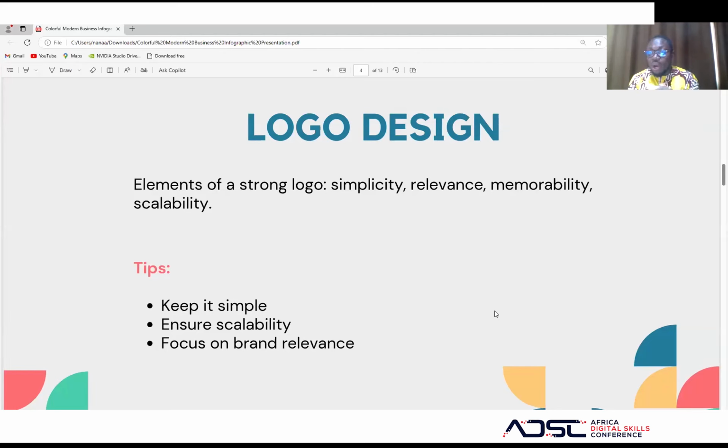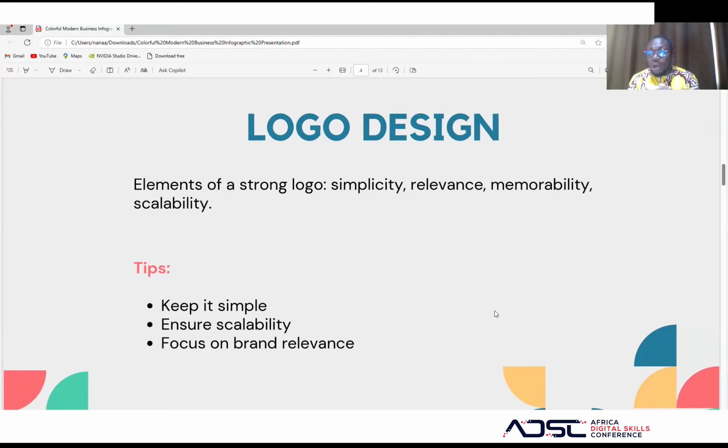But to keep your logo simple, I'm going to show you something. These are favorite brands that you know. When you look at McDonald's, it is not in Ghana, right? So to those of you who know McDonald's, you know. To those of you who don't know, McDonald's is actually, let me say, a restaurant or a food joint here. So look at where they started from.